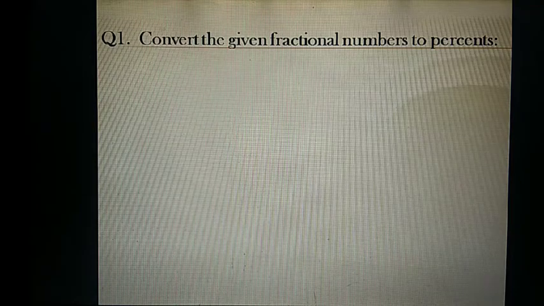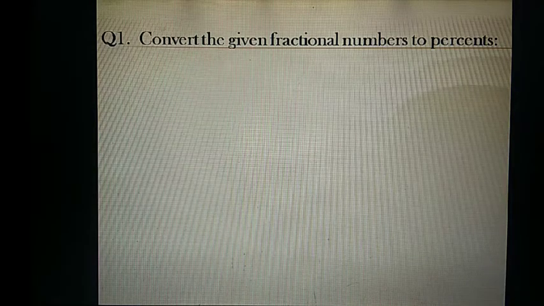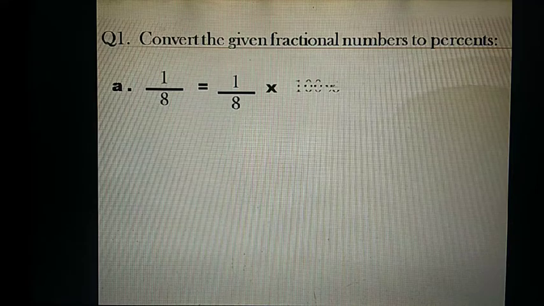Why can we multiply it by 100%? What do you mean by 100%? 100% means 100 upon 100, which will finally give you 1. Multiplying any number by 1 will not change its value. So, to convert the numbers, we will multiply it by 100%. Here the first fraction is 1 upon 8. Multiply the given fraction by 100%.